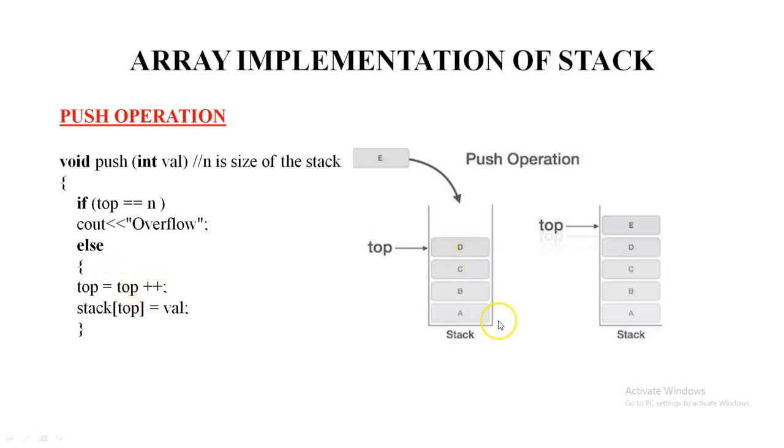So here you will have the index value. For example, in this stack, A is at index 0, B is at 1, C is at 2, and D is at 3. Now top is at index 4, and it is incremented and goes to index 5. So now top points to index 5. In that place, we will insert at stack of top. The name of the array is stack, and top is the pointer. So at stack of top, we insert the new value. This is how insertion happens.